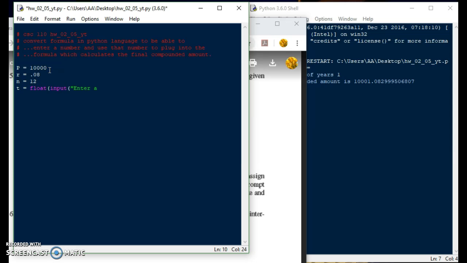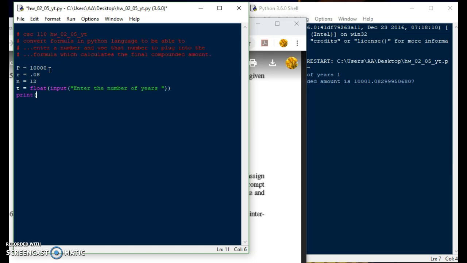I think mine would be, enter the number of years right here. And then the print statement will be used for the final compounded amount after the T has been defined and used with the formula inside the print statement. So I will also include the formula inside this print statement.